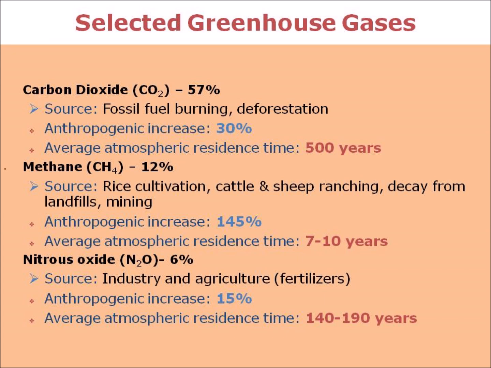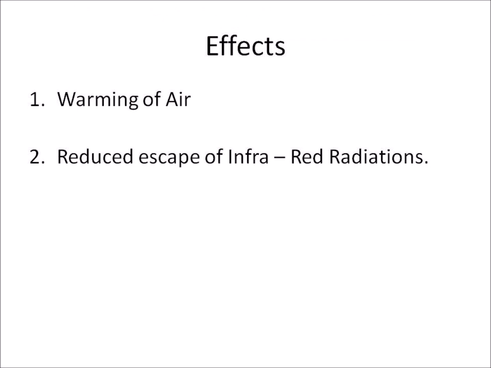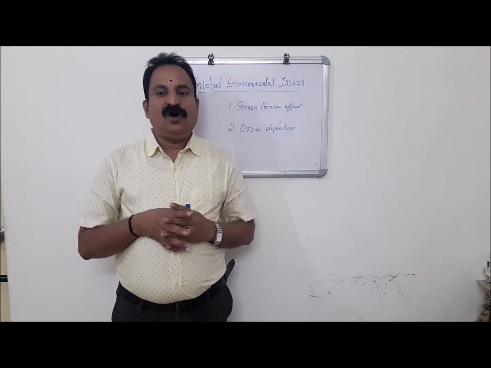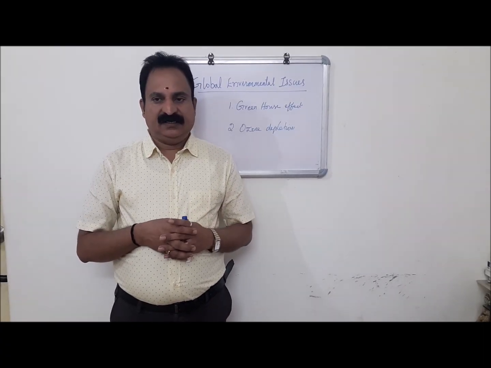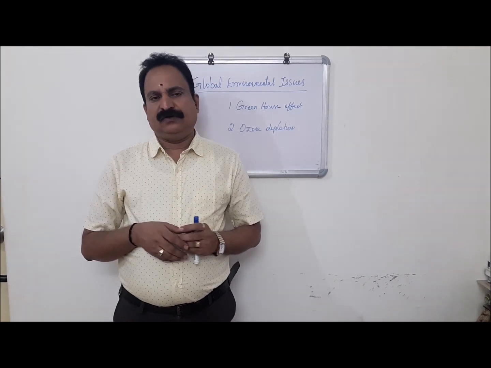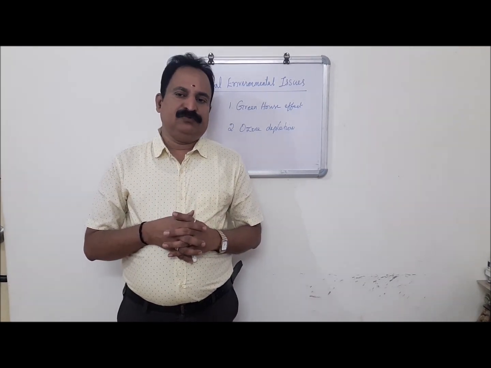Nitrous oxide, 6%. Source is industry and agriculture. Anthropogenic increase 15%. Average atmospheric residence time is 140 to 190 years. Greenhouse effect causes warming of air, reduced escape of infrared radiation. Next one is ozone layer depletion. It is a thinning of the ozone layer present in the upper atmosphere.